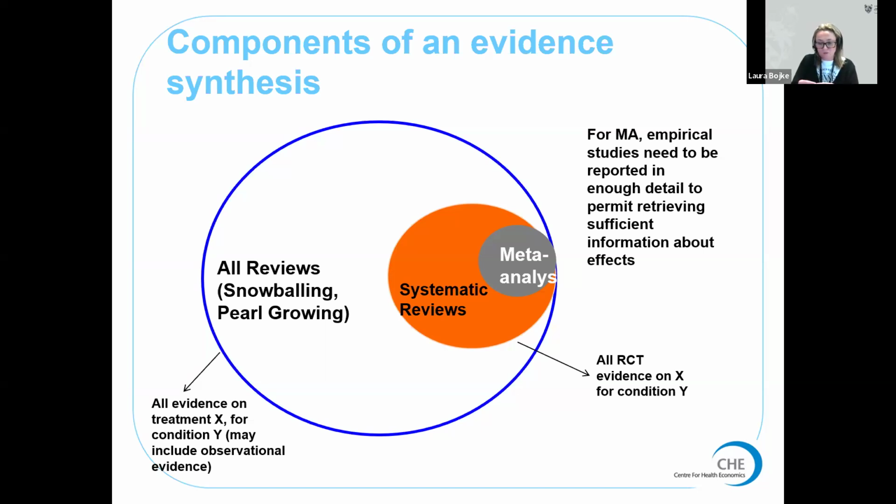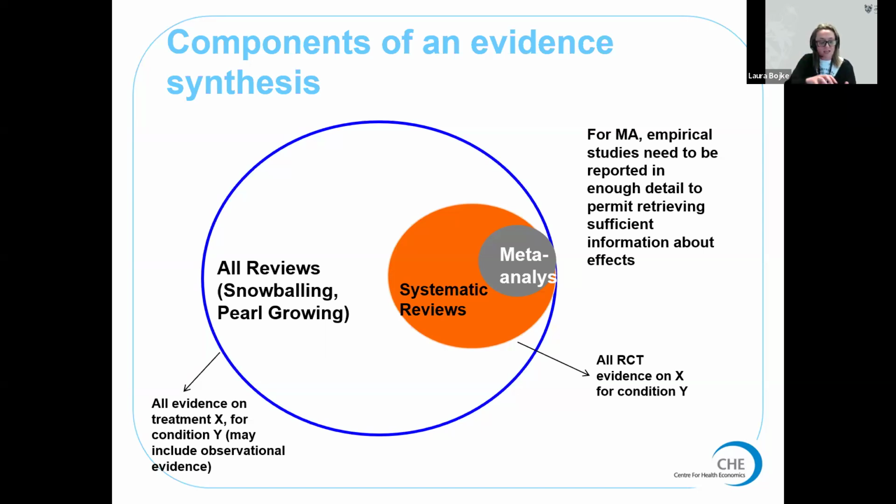So specifically, meta-analysis requires empirical studies, so it requires quantitative studies, and they need to be reported in enough detail to permit us to retrieve sufficient information about those treatment effects. And I'll go on to specifically what that means in terms of the variables of interest in a little bit.